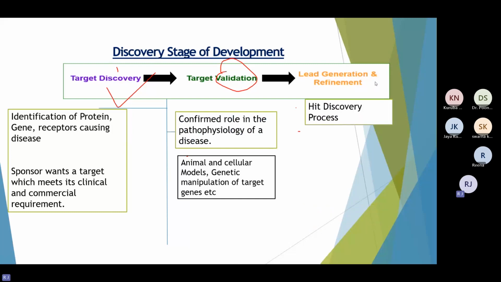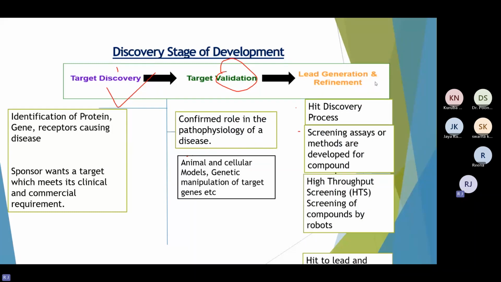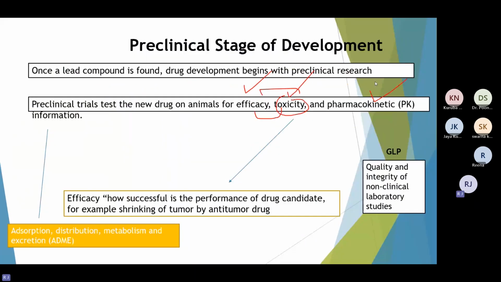What do we do here? We have identified the target, we have confirmed it here in target validation. In lead generation and refinement, we try to create different molecules. Then we modify that molecule and try to identify the best molecule. After identification of that best molecule, the second stage, which is the preclinical stage of development, starts.